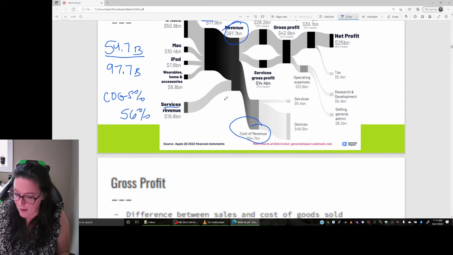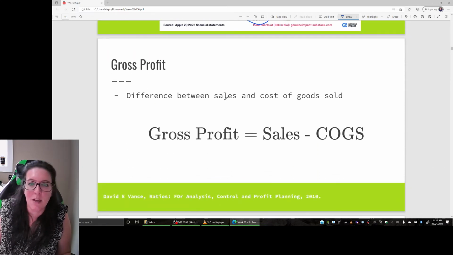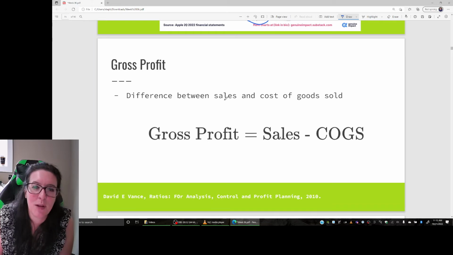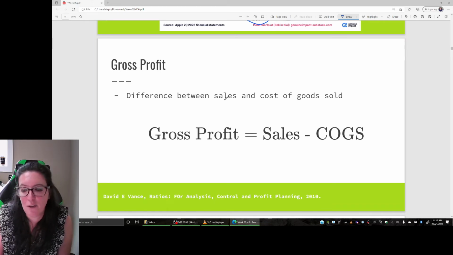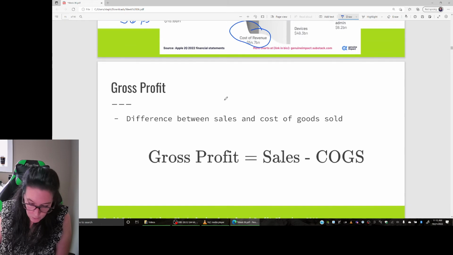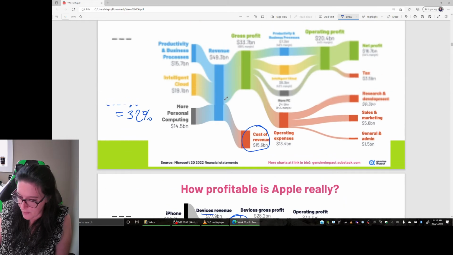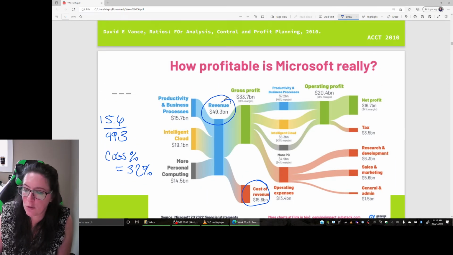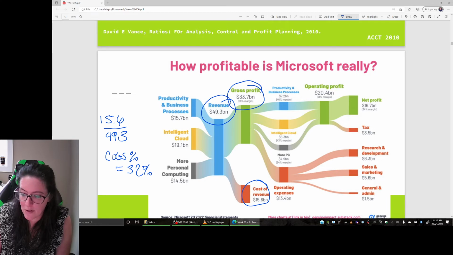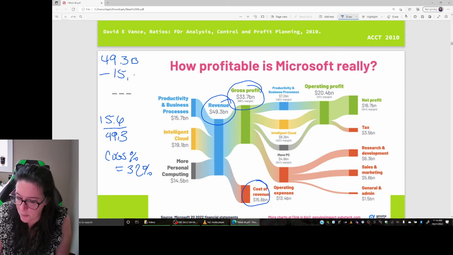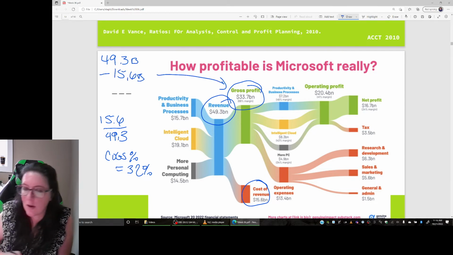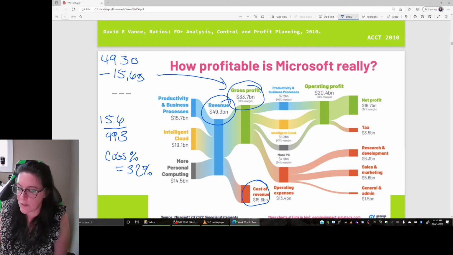So let's look then at the idea of gross profit. So gross profit is the difference between your sales and the cost of goods sold. So if we go back here to Apple and Microsoft, we'll just start at the top. If we're looking for gross profit, which Microsoft is listing right here, we simply would take our 49.3 billion minus our 15.6 billion, and we get 33.7 billion gross profit for Microsoft.